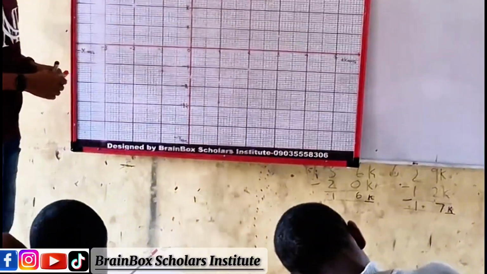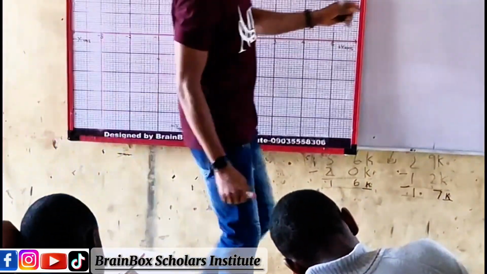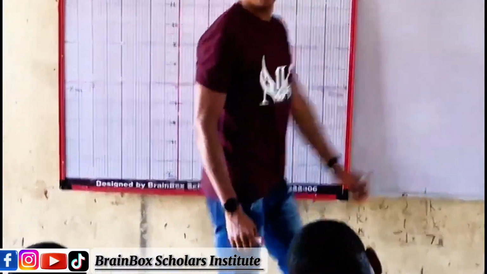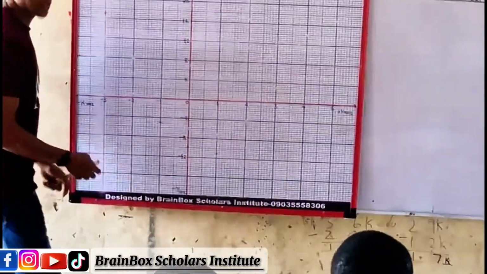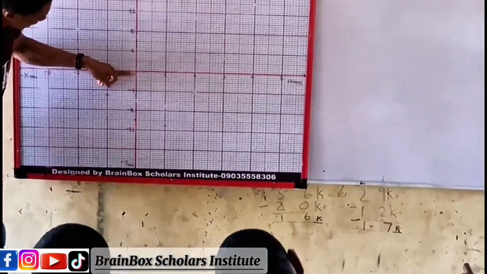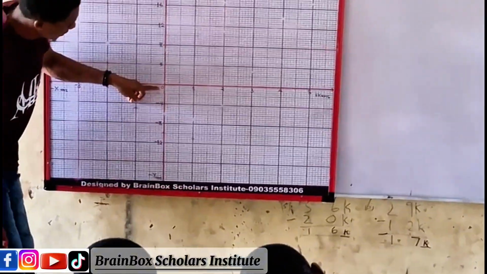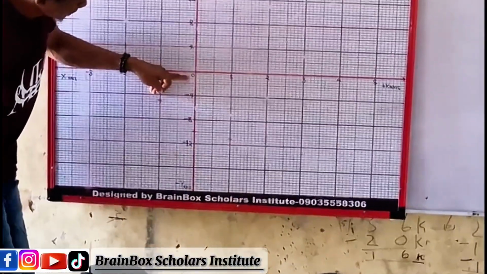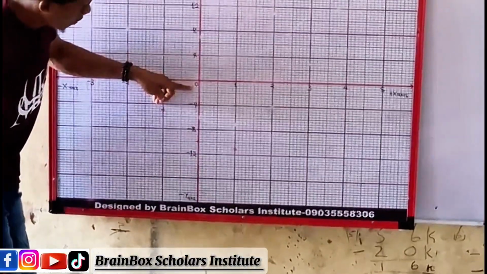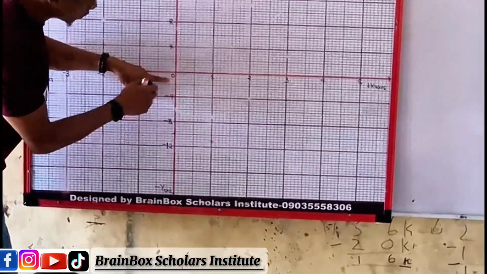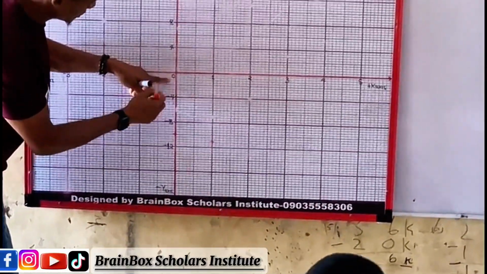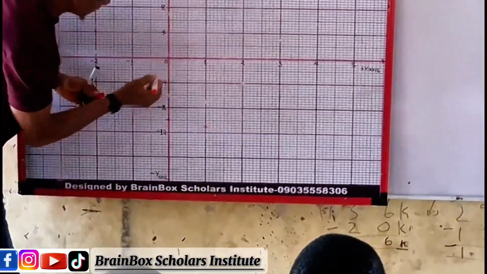The next one is what? 3 and minus 1. Let's get minus 1 here. Here is 0, right? 0.4, 0.8, 1.2. So in between 0.8 and 1.2 is what? Is 1, right? So that should be here.